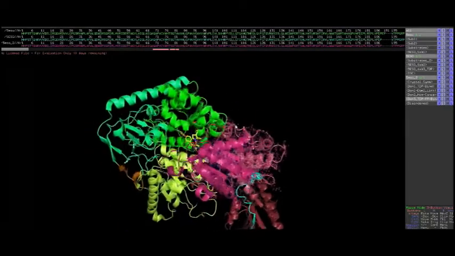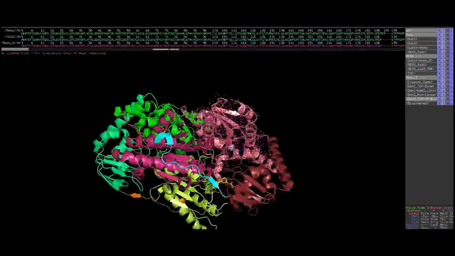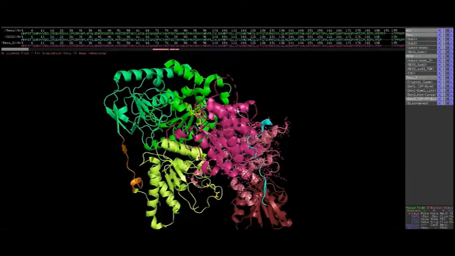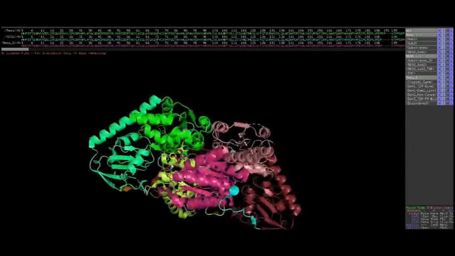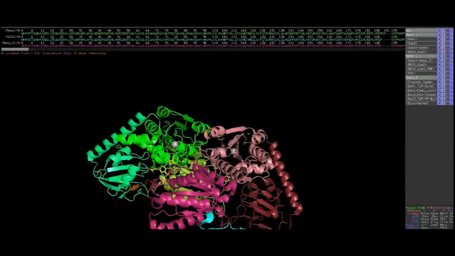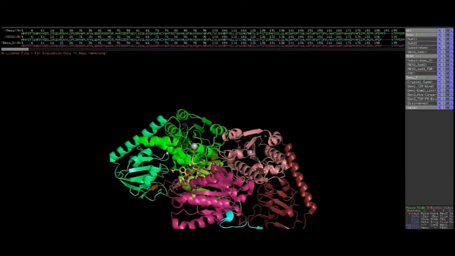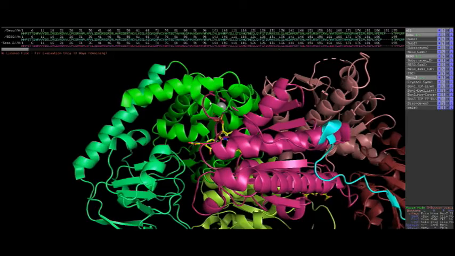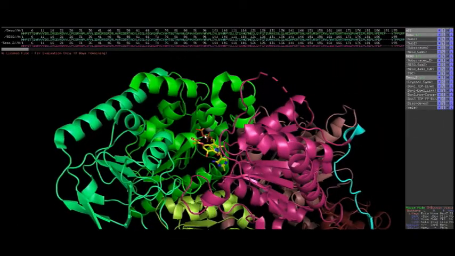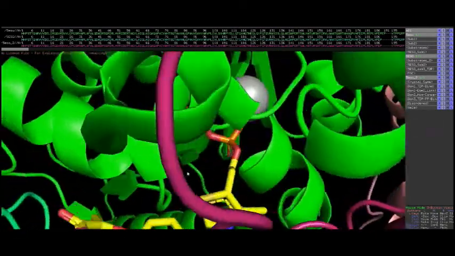I think this might have been on the other subunit, but we can see that this green region here is actually the one for the subunit we are interested in, and that's the part that's binding the pyrophosphate on the thiamine pyrophosphate over here.